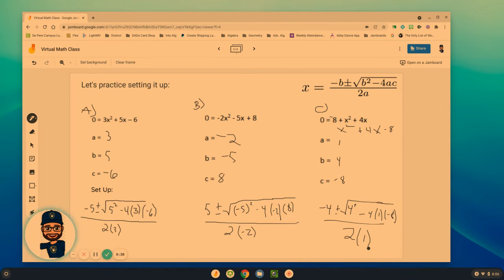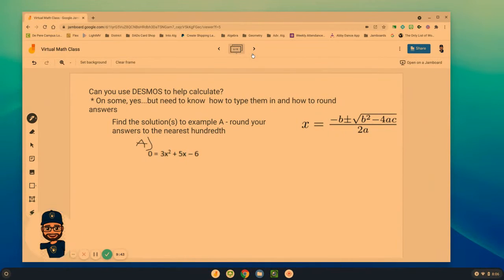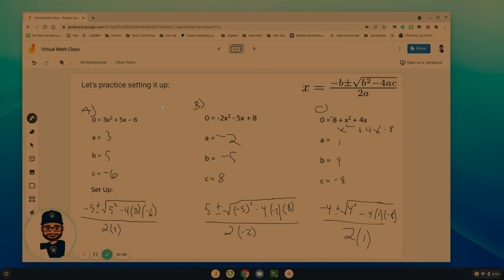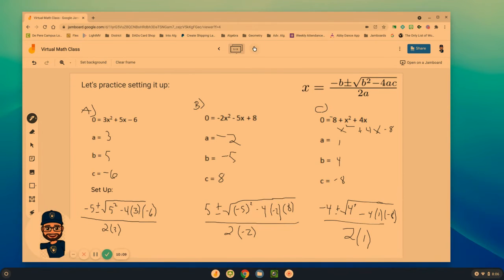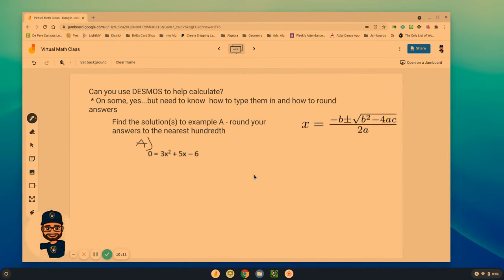All right. If you have questions on that part, make sure you reach out, because now we're going to look at how to solve these once I've got them set up. Yes, we can use Desmos to help us calculate these on some of them, but we need to know how to type them in and how to round our answers. So we're going to go back and look here at example A, and we're going to round our answers to the nearest hundredth. So I'm going to grab this information right there, and that was what we found for this example A.